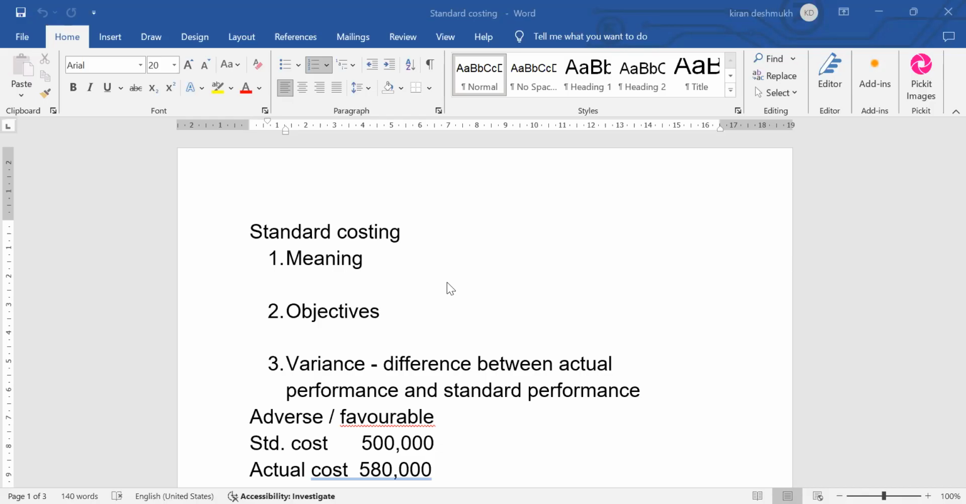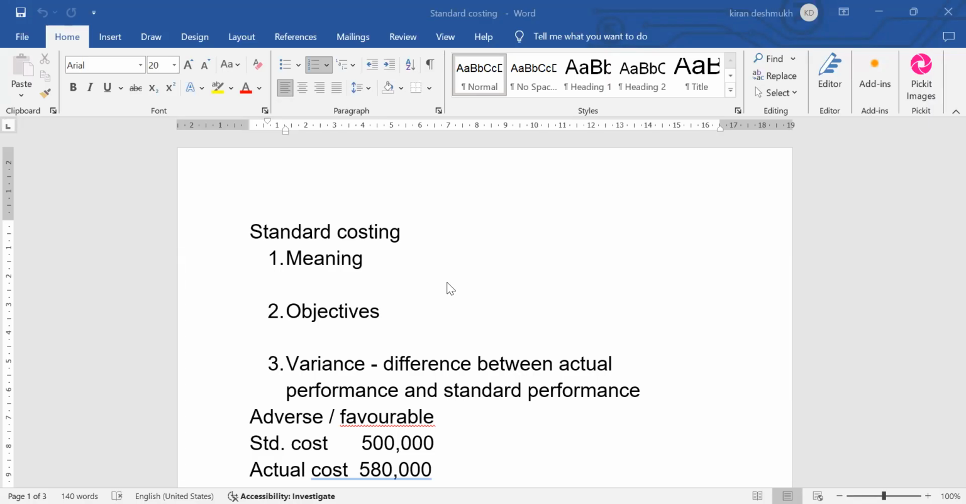Standard costing is like this: whenever organizations do production, firstly they plan and decide, or we can call it a budgeted or estimated cost. Then once the plan is done and a budget is decided, they start with the actual production, actual activity or actual target. Once they complete the actual target, they compare the standard with the actual.